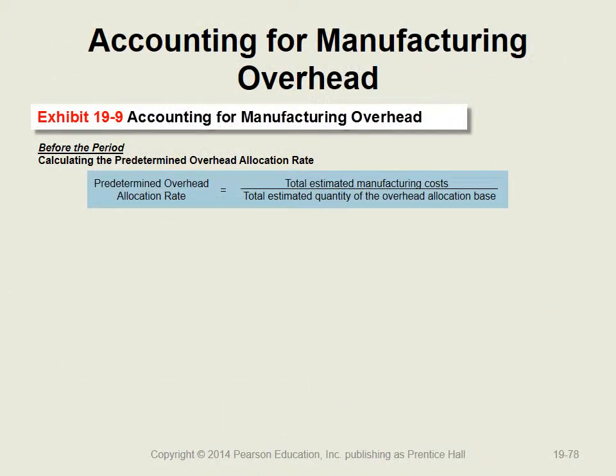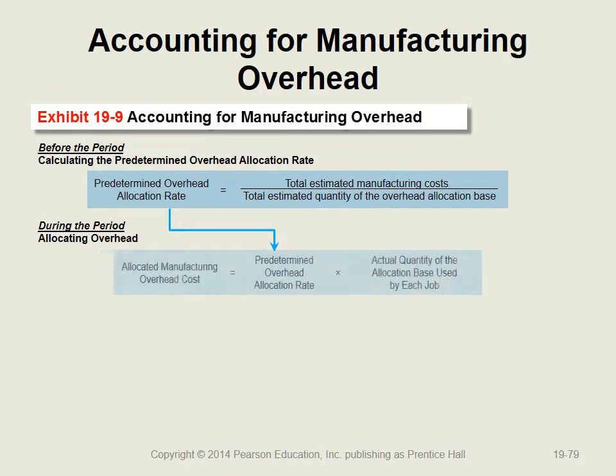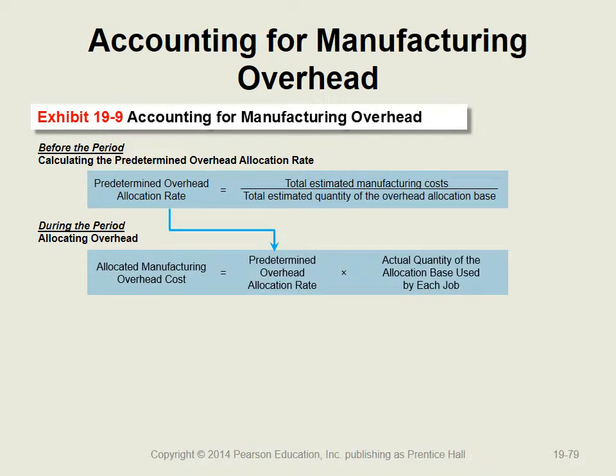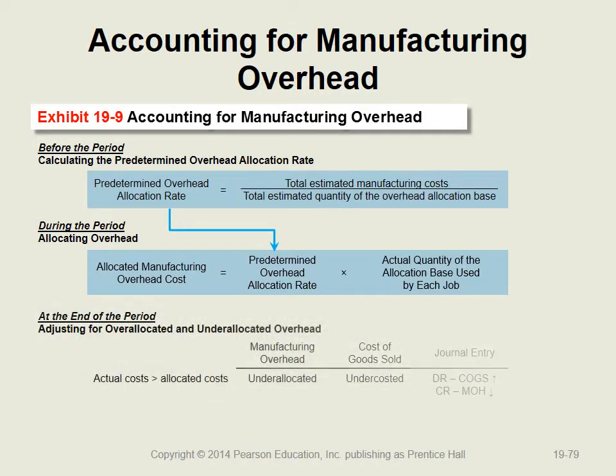Exhibit 19.9 summarizes the accounting for manufacturing overhead. Before the period, the predetermined overhead allocation rate is calculated by dividing total estimated manufacturing costs by total estimated quantity of the overhead allocation base. During the period, manufacturing overhead is allocated by multiplying the predetermined overhead allocation rate by actual quantity of the allocation base used by each job. At the end of the period, an adjustment is made for any overallocated or underallocated overhead.